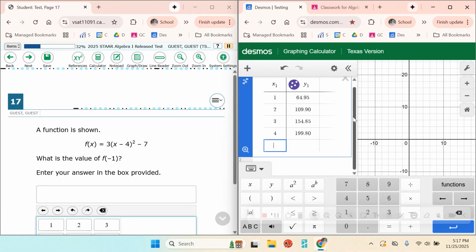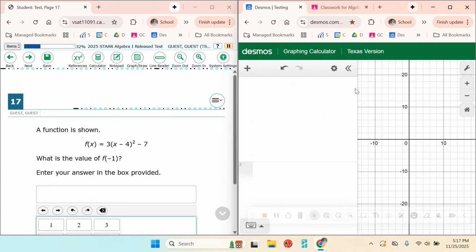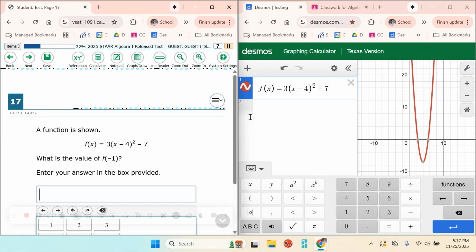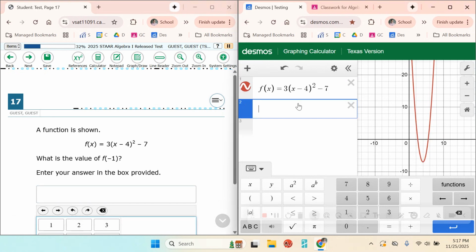Okay. This one might as well be one of the easiest problems on the test. Again, you have f of x, you have f(-1). Check this out. f(x) = 3(x - 4)^2 - 7. It didn't give me anything. I got a graph, but it needs a number. Well, guess what? This says f(-1), so I'm going to go to a new thing. f(-1). Boom.